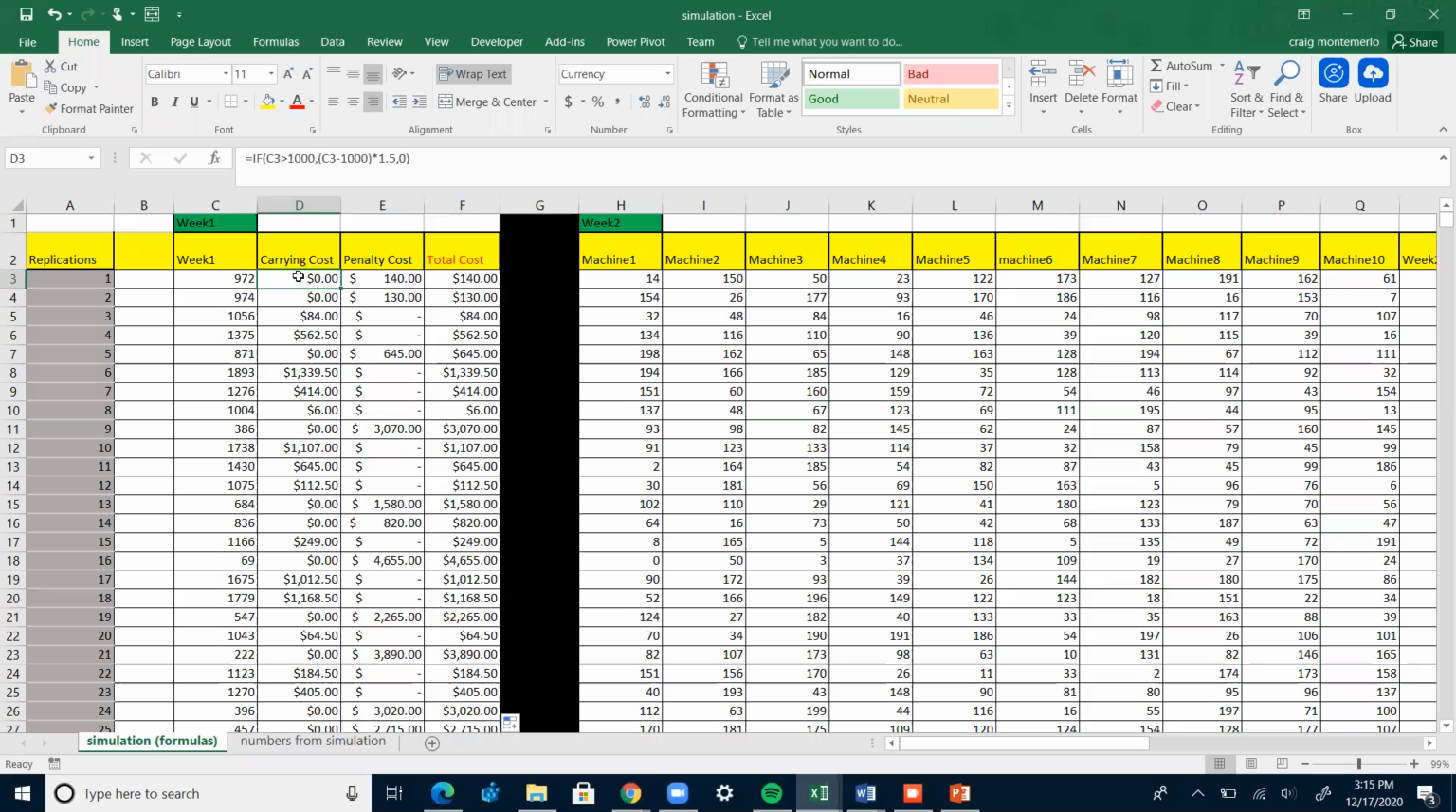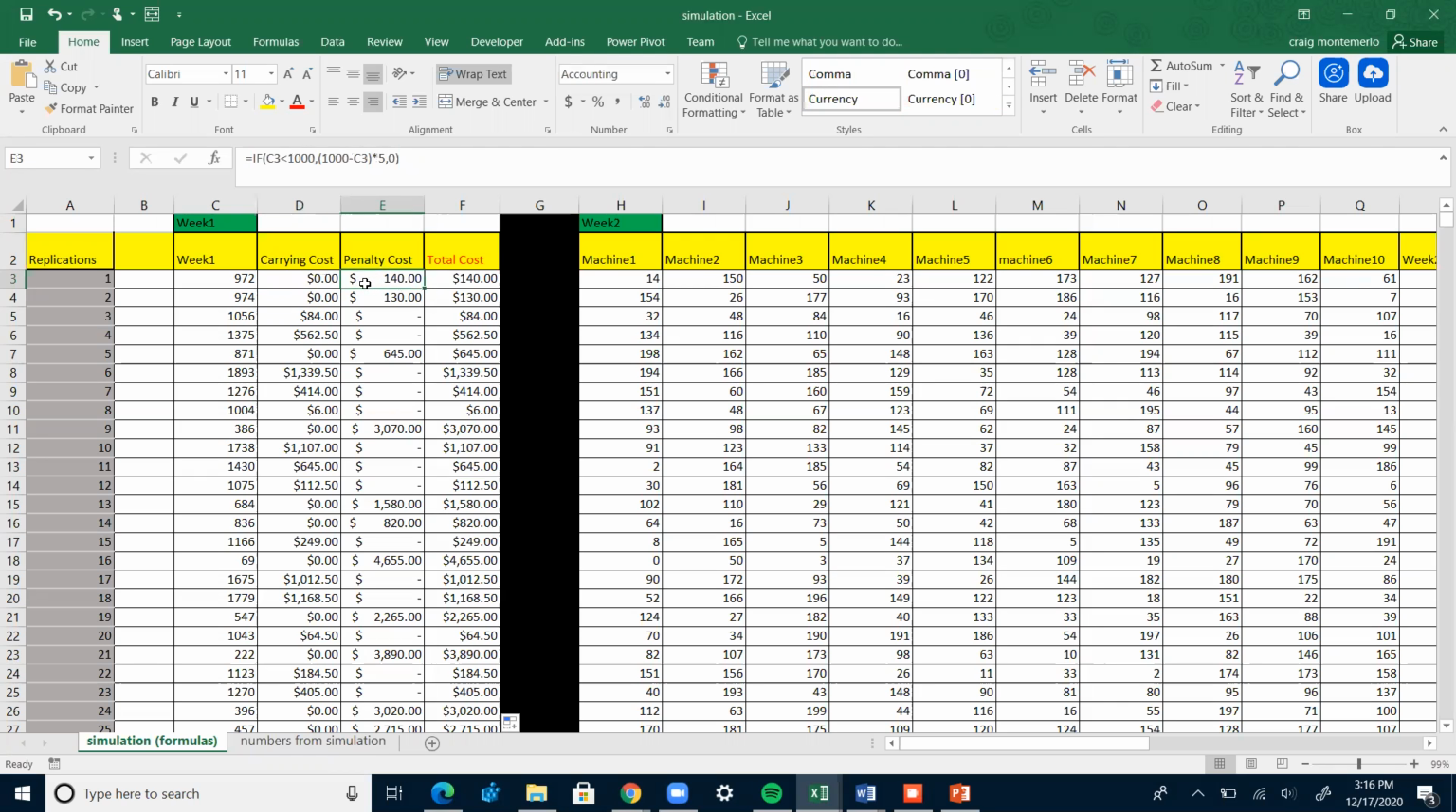And in the carrying cost, we have an if statement. So we say if this machine outputs greater than 1,000, then we will find the difference between the machine output and 1,000, and then we'll multiply that by 1.5. If this is not the case, the carrying cost will be 0. So in this case, this machine's outputted 972 units, which is less than 1,000. So there will be no extra, therefore no carrying cost.